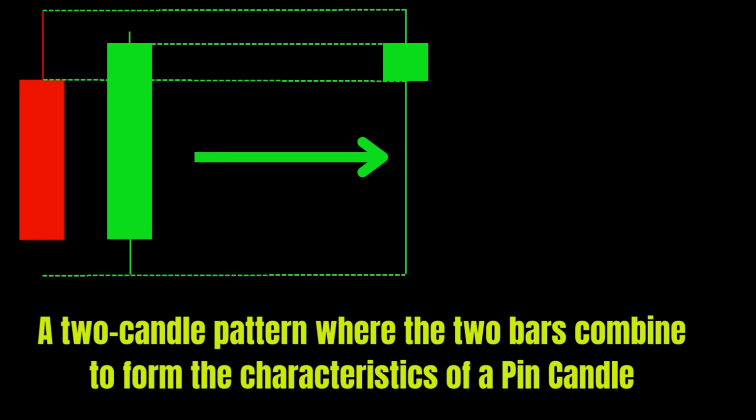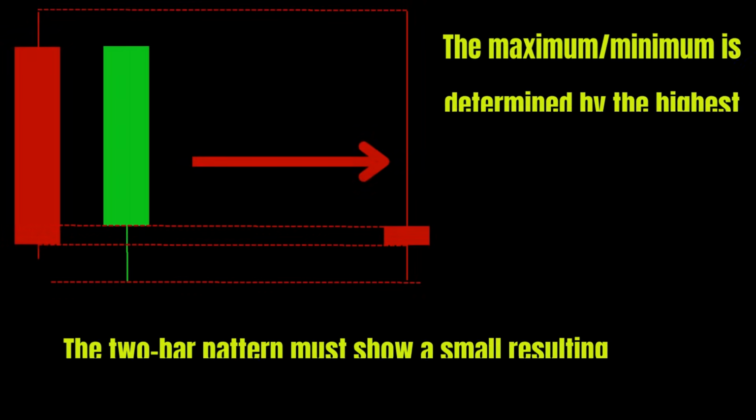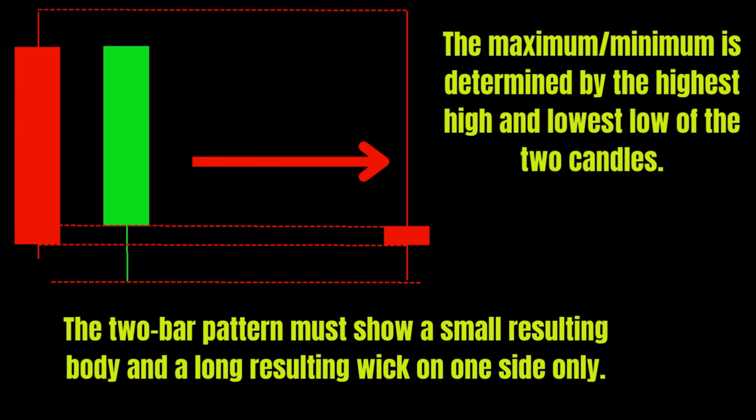These diagrams visually explain the merging process. In the first example, the combination of a red bar and a green bar creates a resultant candle with a long lower wick. Note how the highest high and lowest low of the two bars define the total range. In the second example, the opposite occurs, resulting in a bearish pin with a long upper wick. This clarity in the resulting shape is what qualifies the pattern as a high probability signal.